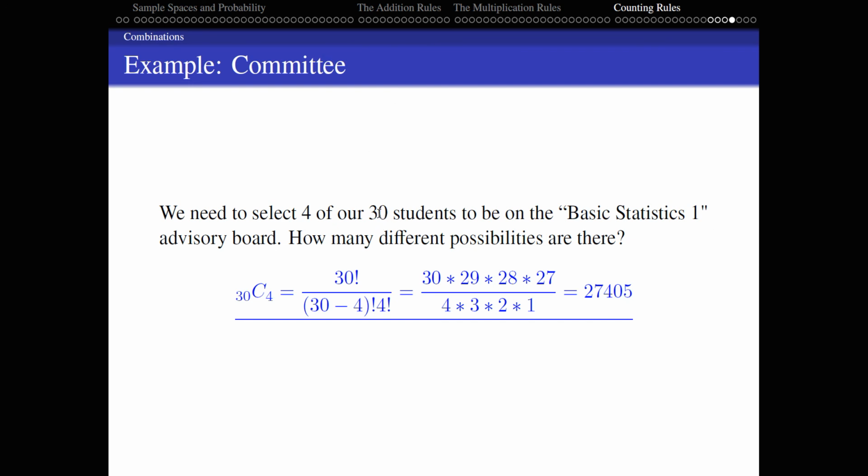There are 30 students to select from. We're only selecting 4 of the students. So we have 30 factorial divided by 30 minus 4 factorial times 4 factorial. After doing some canceling, what I'm left with in the numerator is 30 times 29 times 28 times 27. And what I'm left with in the denominator is 4 times 3 times 2 times 1. This gives me 27,405 different committees that we could have for the Basic Stats 1 course. And that's when order doesn't matter.